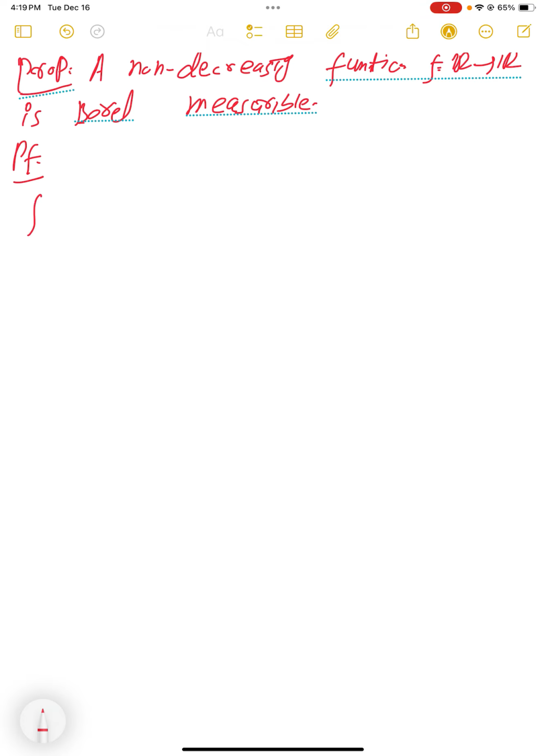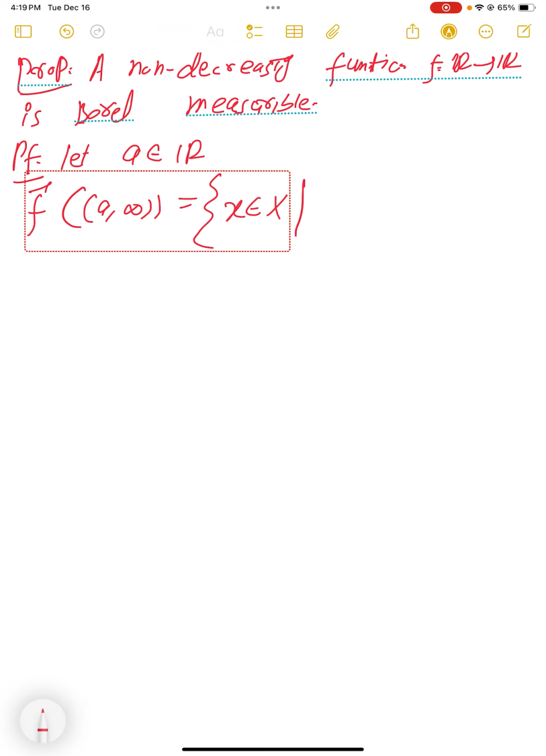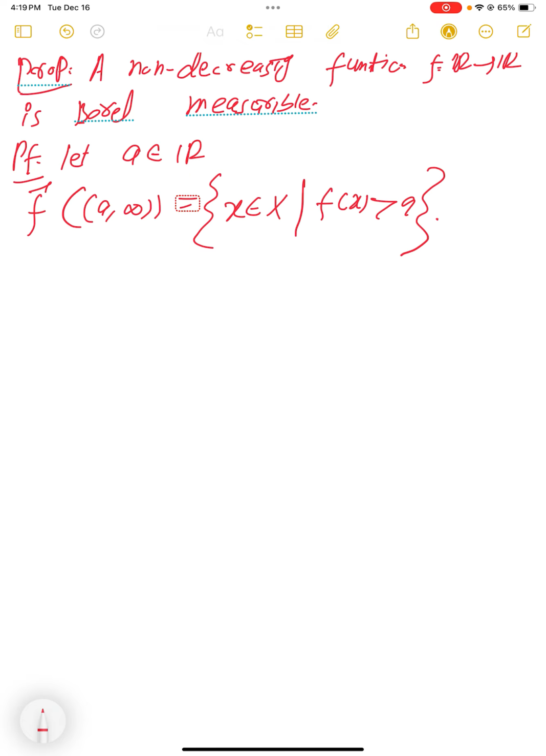So first, let a belong to R. We already know what this is, but let's recall it. It is nothing but the set of values where the function is greater than a. Now since f is non-decreasing, the function is going to behave either continuously, or it is going to have jump discontinuities.